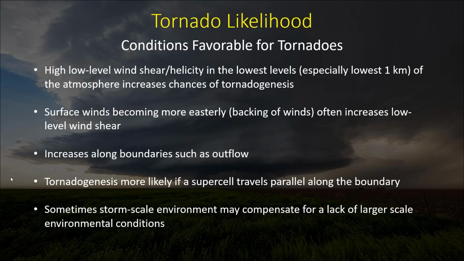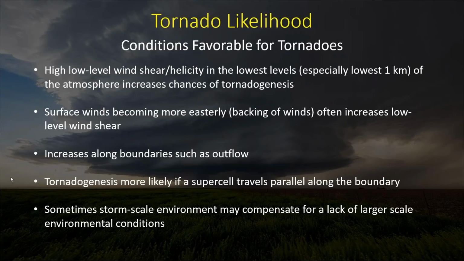We often generally see an increase in shear along boundaries, either frontal boundaries or outflow. And so storms that kind of move along a boundary, that's always a red flag for us when we're watching storms on radar, to give it extra attention and look to see if we can detect any rotation coming out of it.